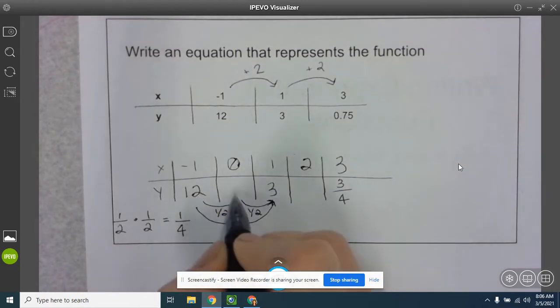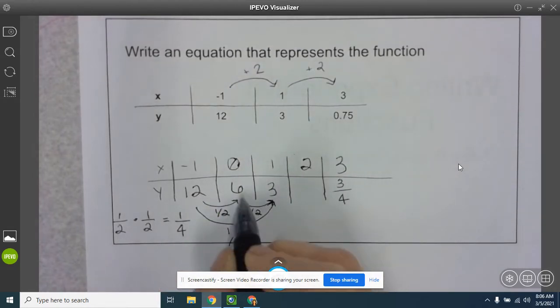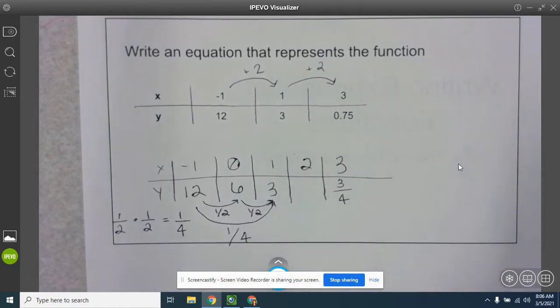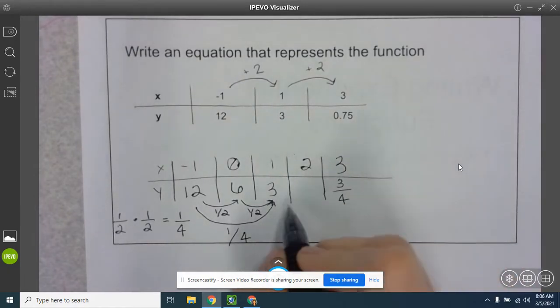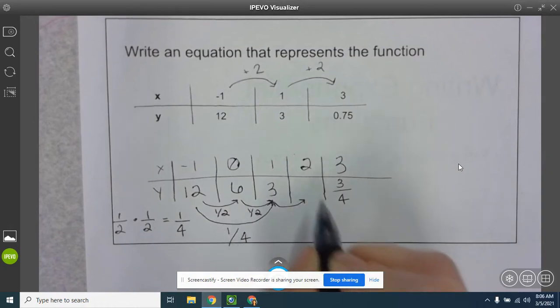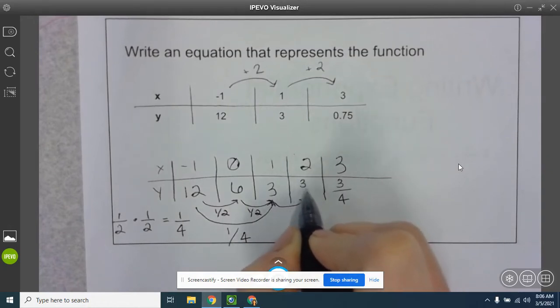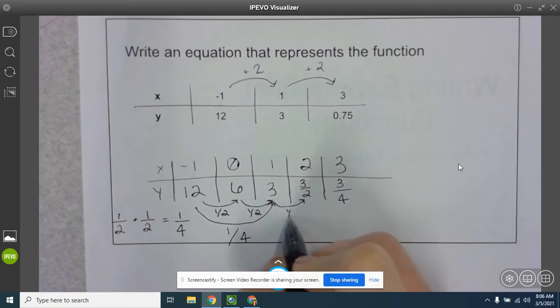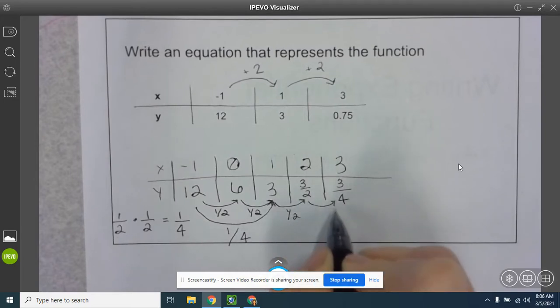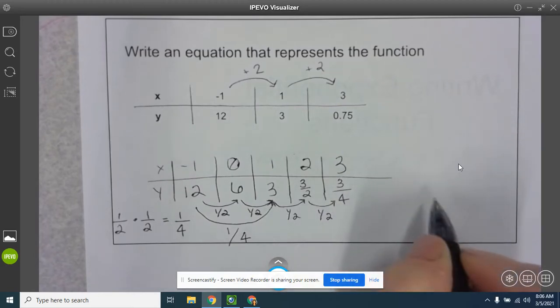So at 0, half of 12 is 6. Half of 6 is 3. So that works out perfectly. Now I could fill this in here if I wanted to. Half of 3 is 3/2. And then I'm going to continue multiplying by a half. So my denominator is going to continue to be multiplied by 2.